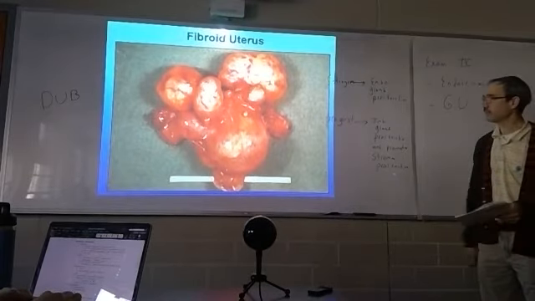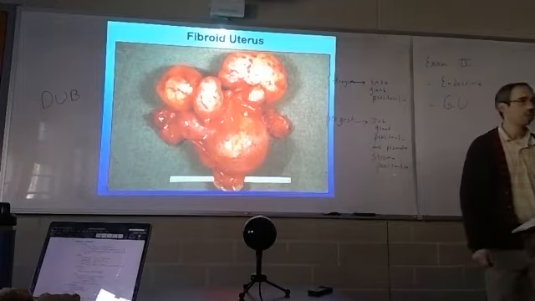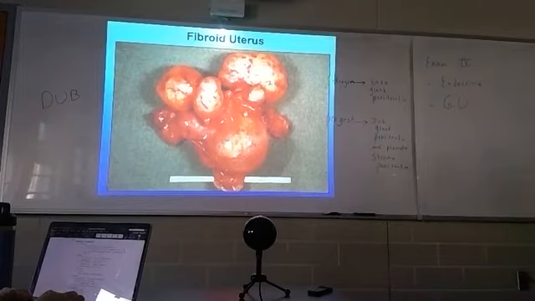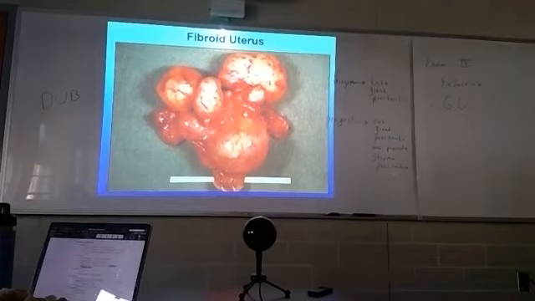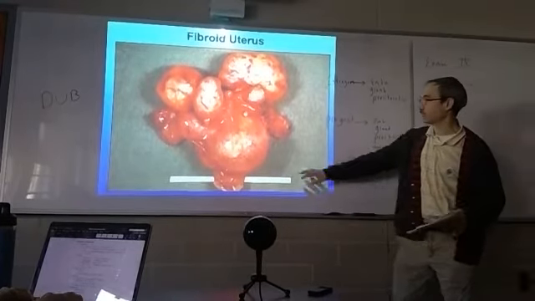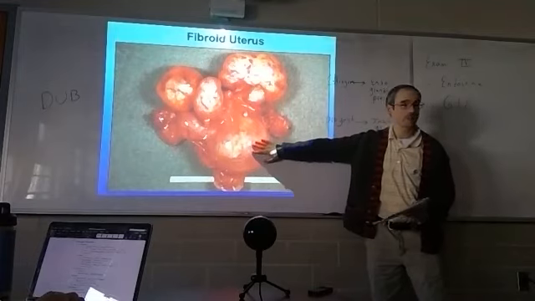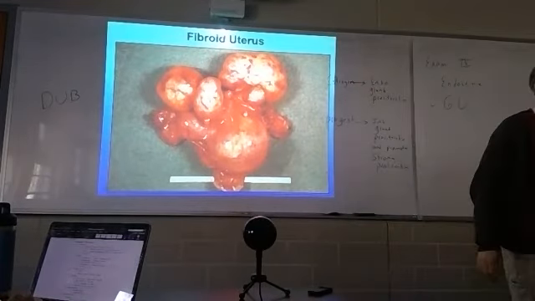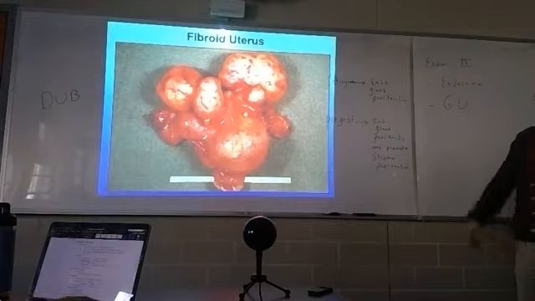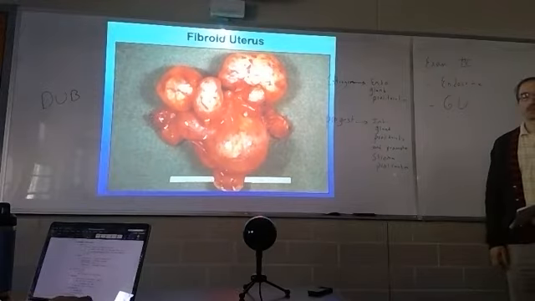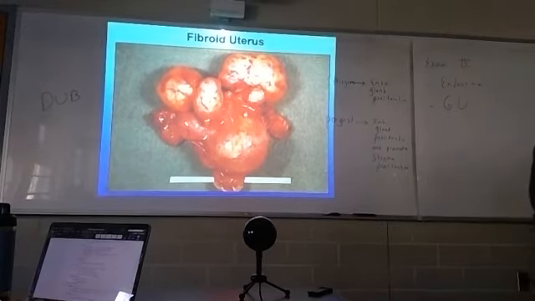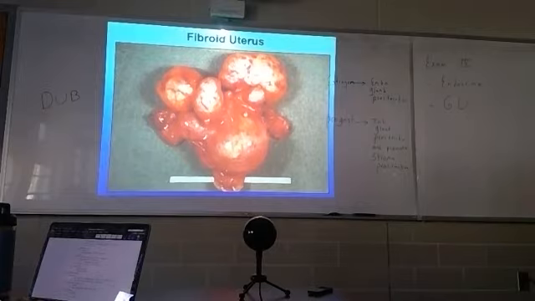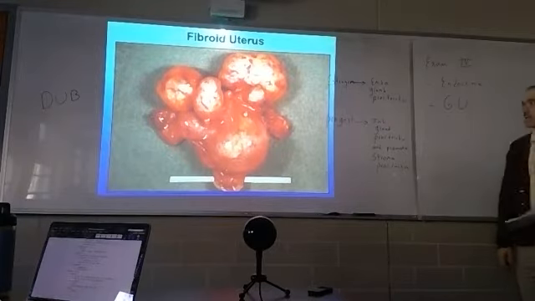These can be a nuisance in a number of different ways. They can be asymptomatic. They could cause considerable distortion of a woman's abdomen. Sometimes these go quite large. I've seen them as big as a watermelon. It can actually make a woman look pregnant when she's not. Sometimes they will cause menorrhagia, to the point where the woman becomes anemic.